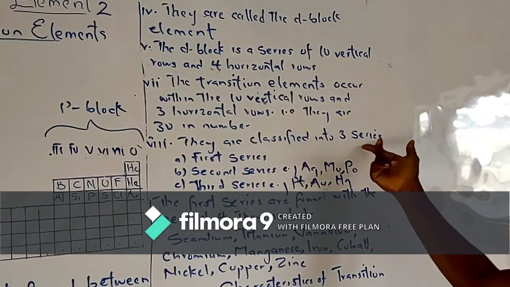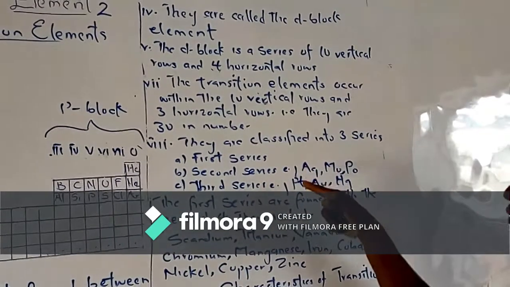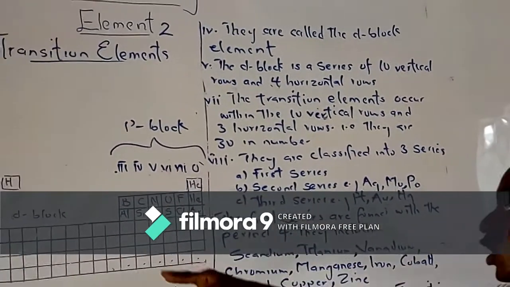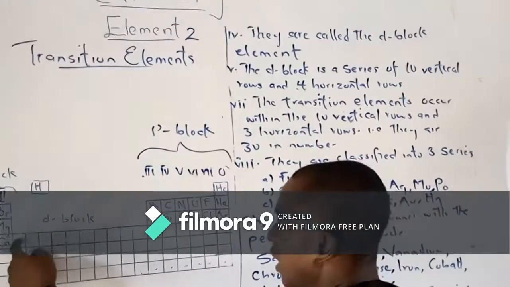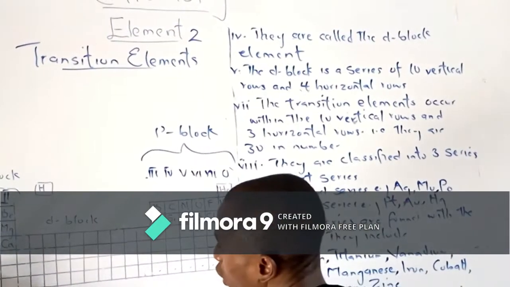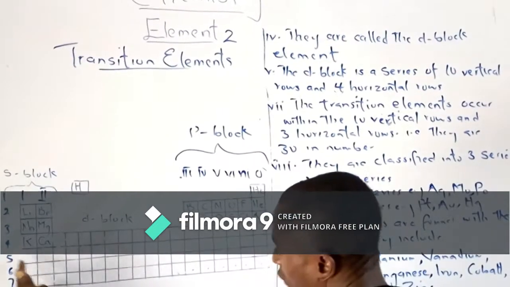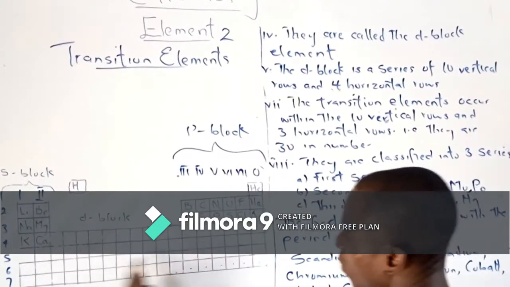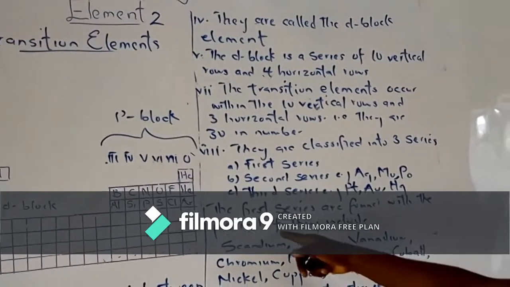They are classified into 3 series. The first row is called the first series, the second row is called the second series, and the third row is the third series. You can see it from here. It means that the first series is found within period 4, the second series within period 5, and the third series within period 6.